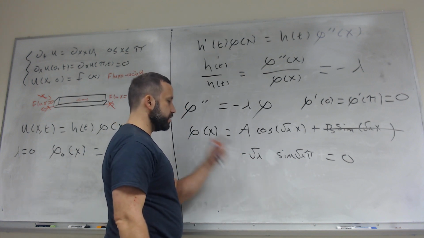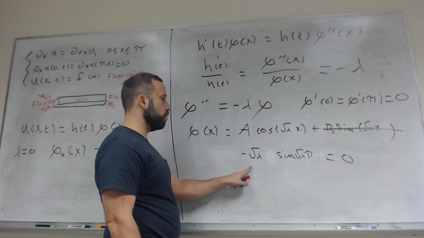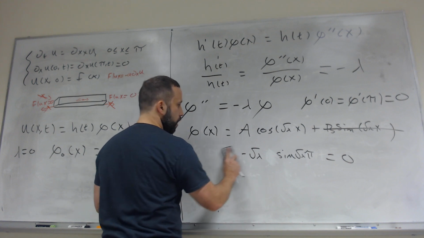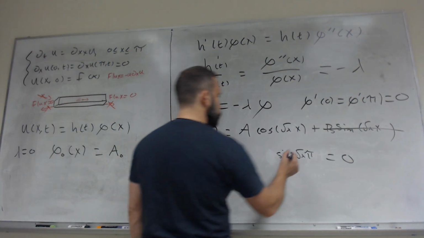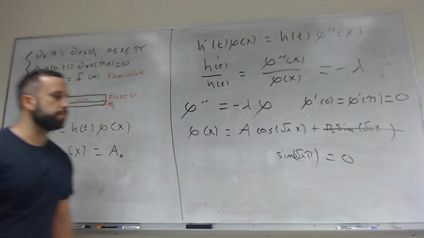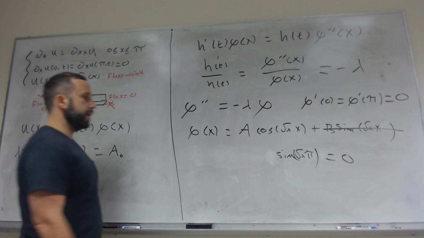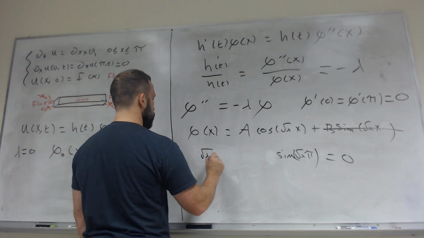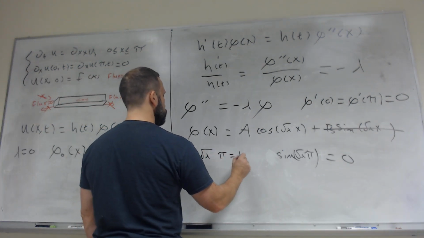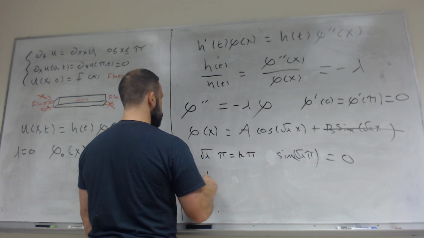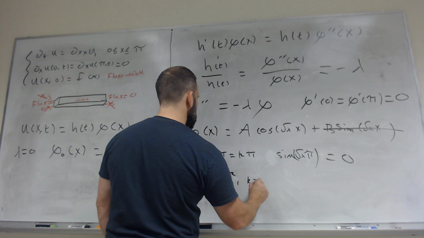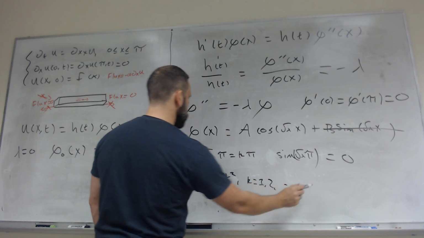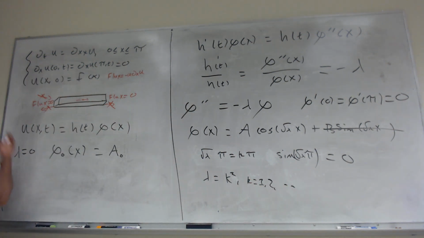Minus lambda, or minus the square root of lambda. Lambda is not 0, so the square root of lambda is not 0. I can divide both sides by that, and I get sine of the square root of lambda times pi is equal to 0. Well, again, the only way that this can happen is if square root of lambda pi is equal to k times pi, and if k is greater than 0, this means lambda has to be equal to k squared for k equals 1, 2, and so on and so forth. And even for 0, it's that as well.